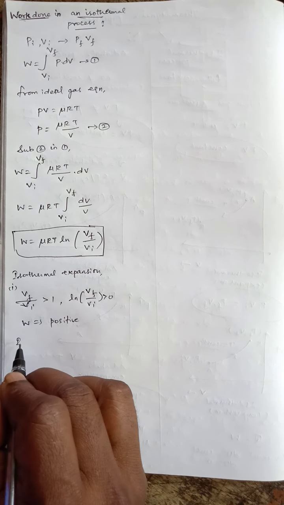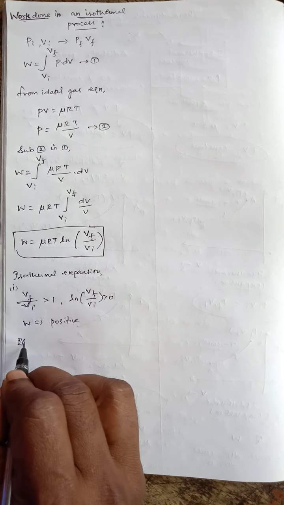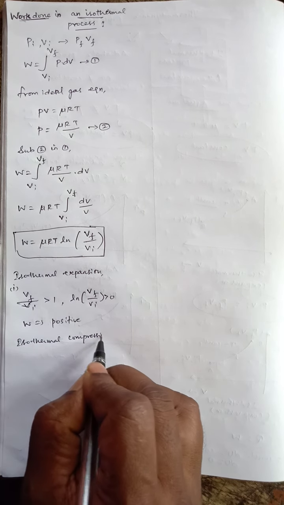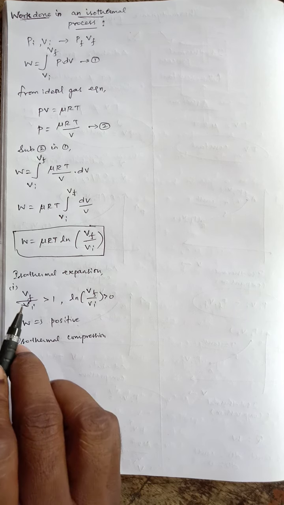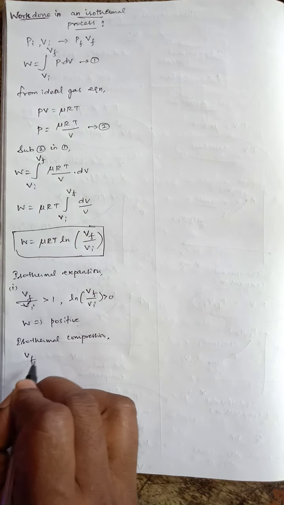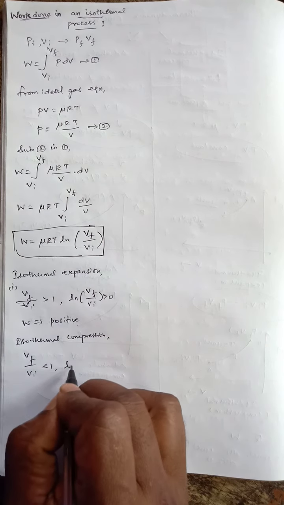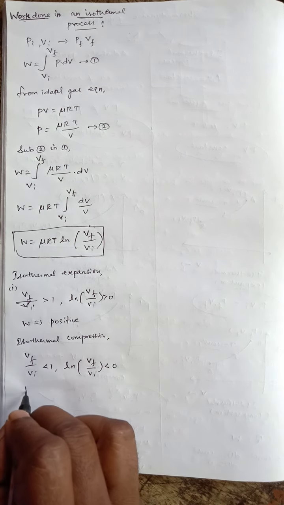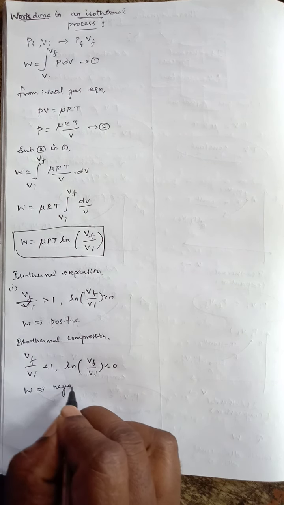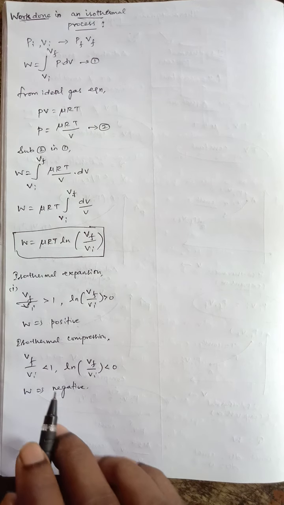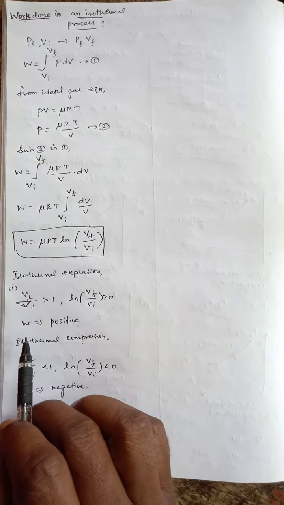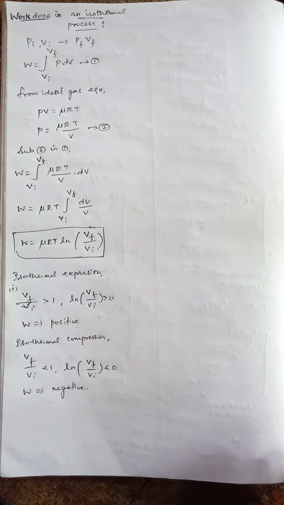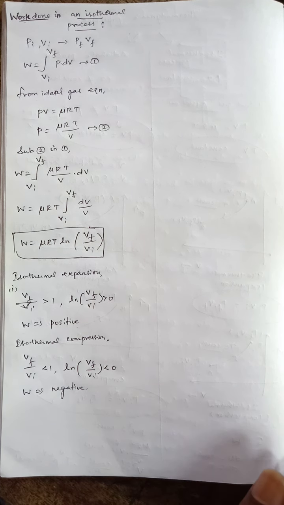During isothermal compression, the final volume will be reduced, so Vf by Vi is less than 1, so ln of Vf by Vi is less than 0. So in this case the work done will be negative. So you can assume that in isothermal expansion, the work done by the gas is positive. In isothermal compression, the work done will be negative. Next we will see the work done in the adiabatic process.